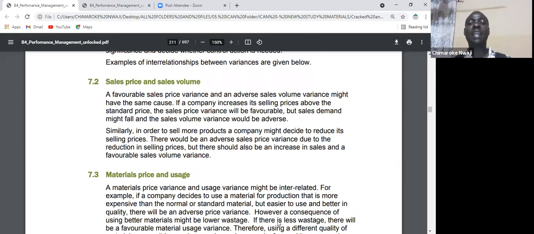So if you have an adverse sales price variance, you might have a favorable volume variance. Similarly, in order to sell more, you may have to reduce your prices. This is just what I said.